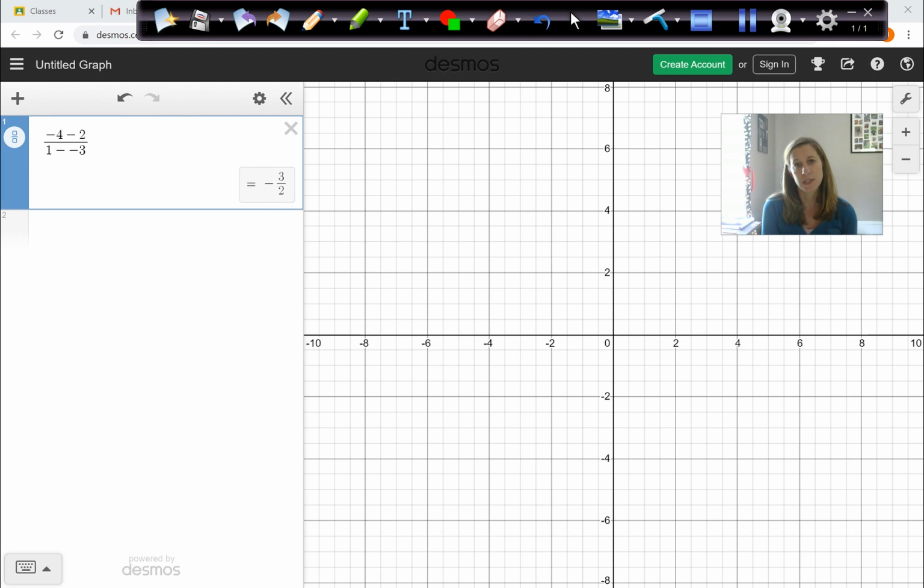So I hope this was helpful. Tomorrow we're going to use this formula again, but we're going to talk about what happens if we don't have a positive or a negative slope. What happens if we have a 0 or undefined slope? And what's that going to look like in the equation? So, what will that look like in Desmos too?